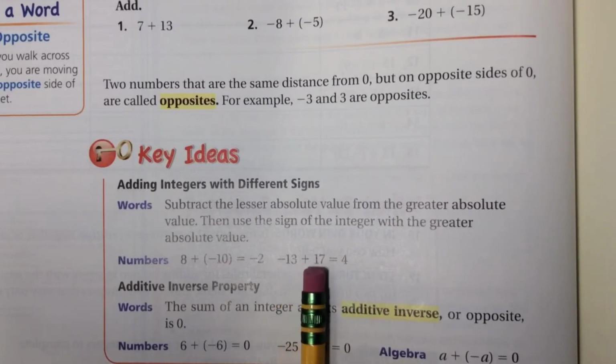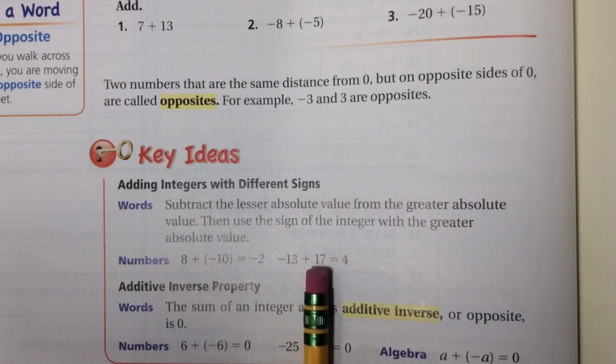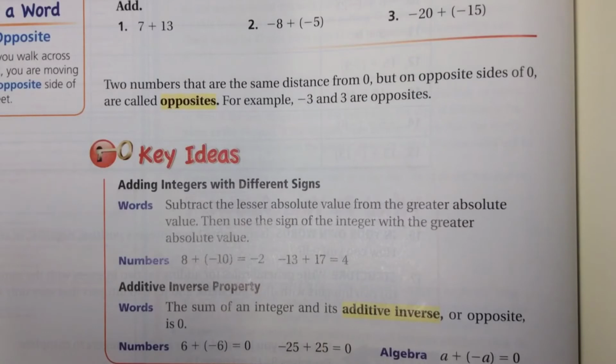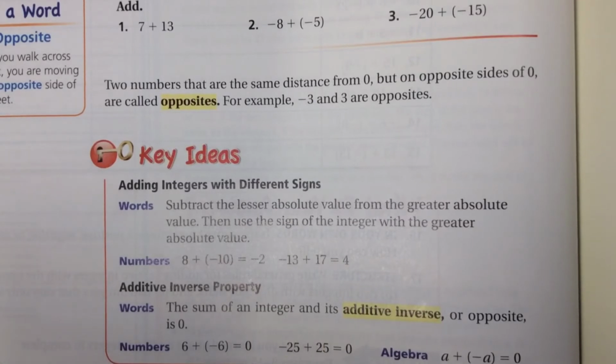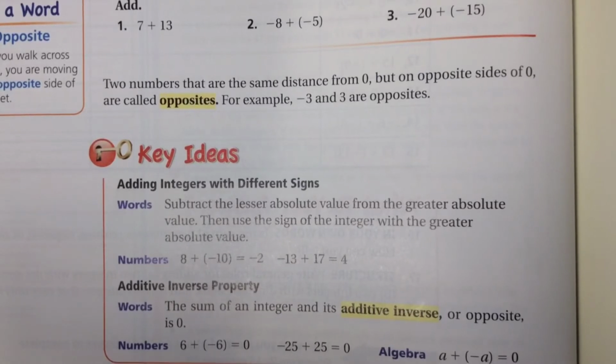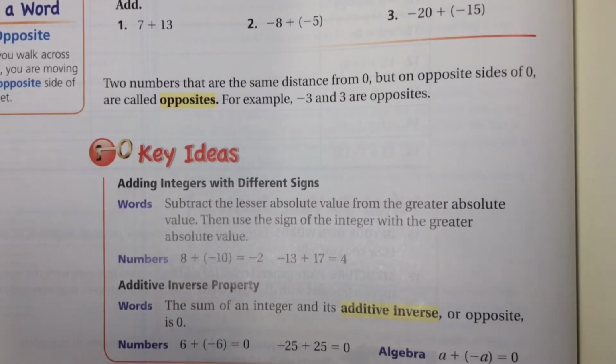And which one had more? The positives had more, so it gets to keep its sign. Positive 4. So remember, it was same sign, add and keep, and now we have different signs, subtract. Okay? So same sign, add and keep, different sign, subtract. Keep the sign of the bigger number.